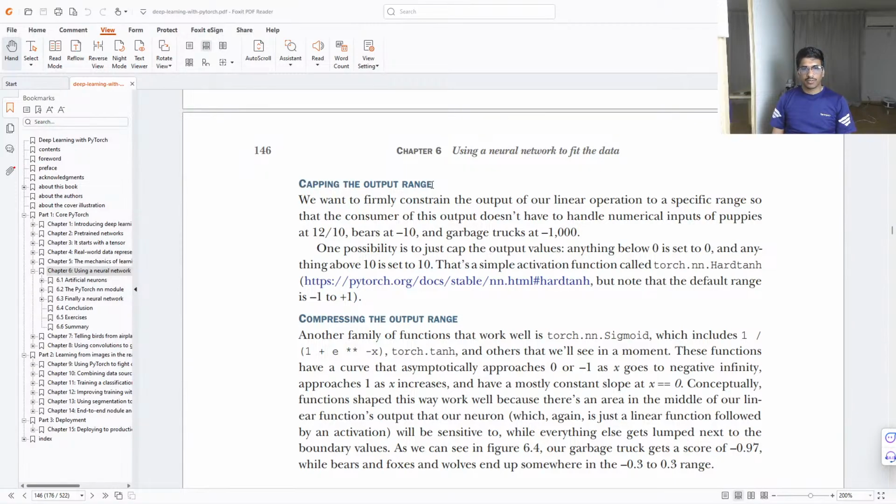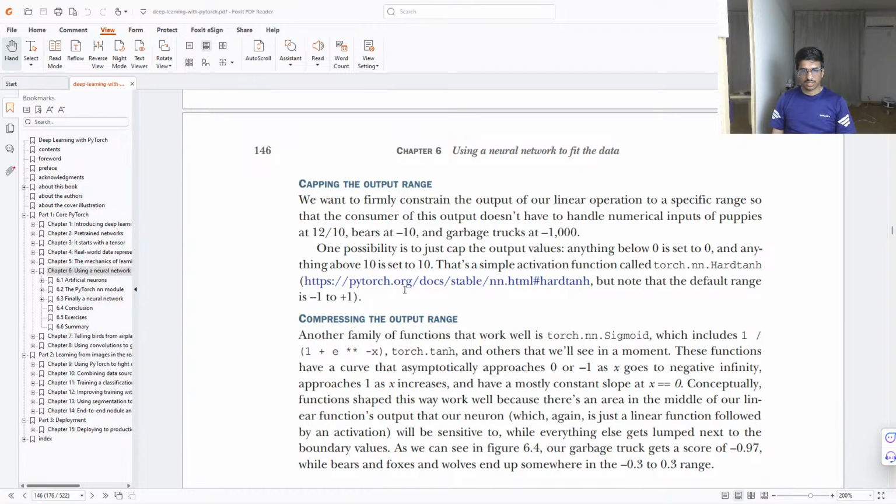We want to formally constrain the output of our linear operation to a specific range so that the consumer of this output doesn't have to handle numerical inputs of puppies at 12 by 10, beer at minus 10, and garbage truck at minus 1000. One possibility is just to cap the output values. Anything below 0 is set to 0 and anything above 10 is set to 10.